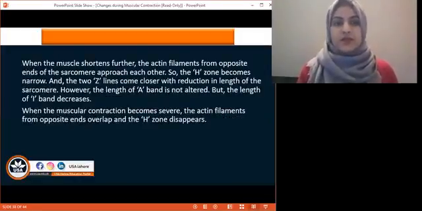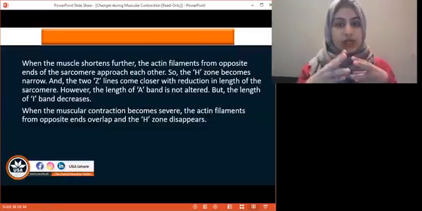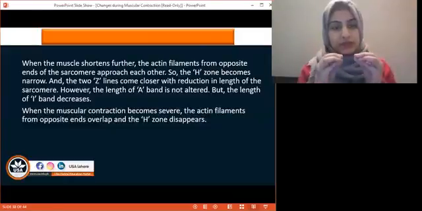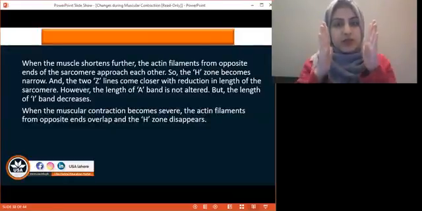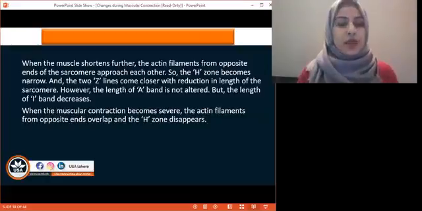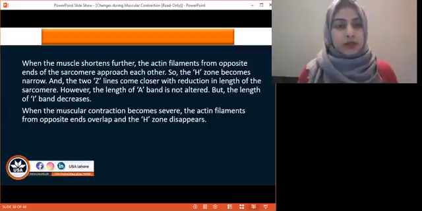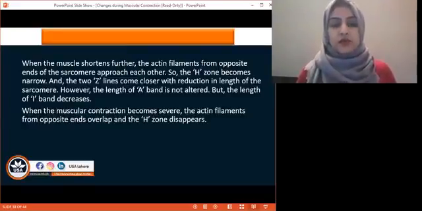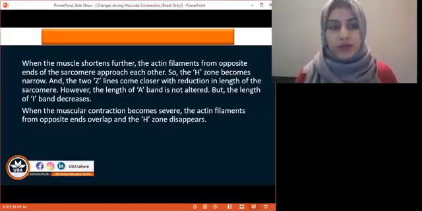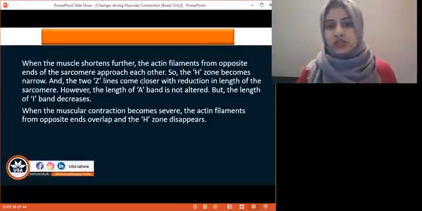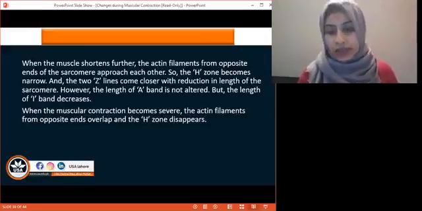When this happens, the muscle will shorten further. The actin filaments from opposite ends of the sarcomere approach each other. The H zone becomes narrow, and the two Z lines come closer with reduction in length of the sarcomere. However, the length of the A band is not altered, but the length of the I band is altered. The A band length does not change because the myosin filaments are attached there and are not moving, but the head of myosin is moving the actin filament upon it. So that's the phenomenon behind the unaltered A band length.